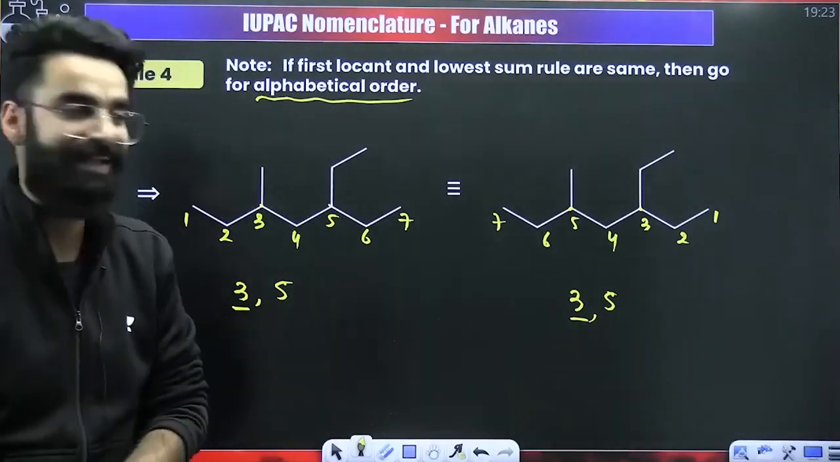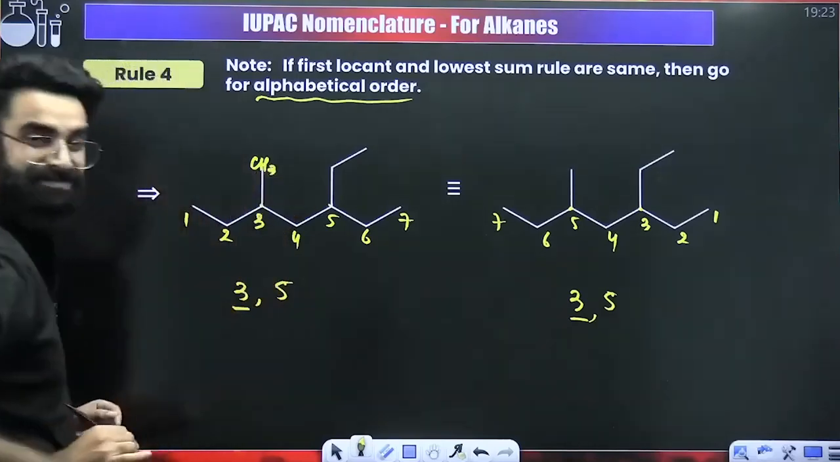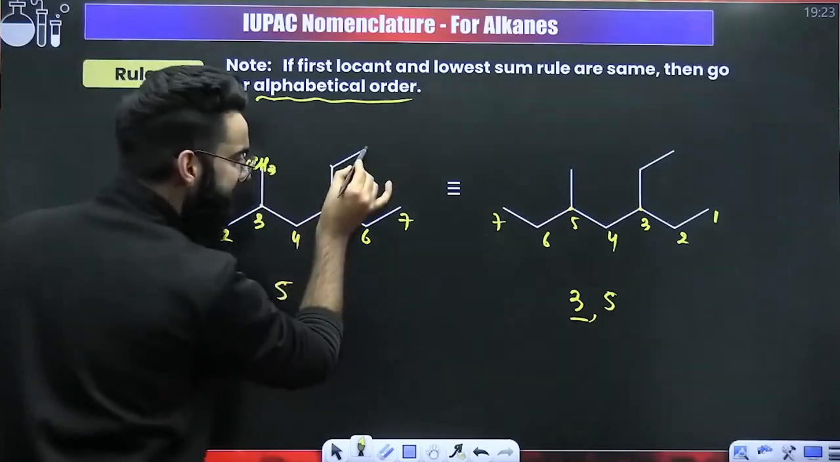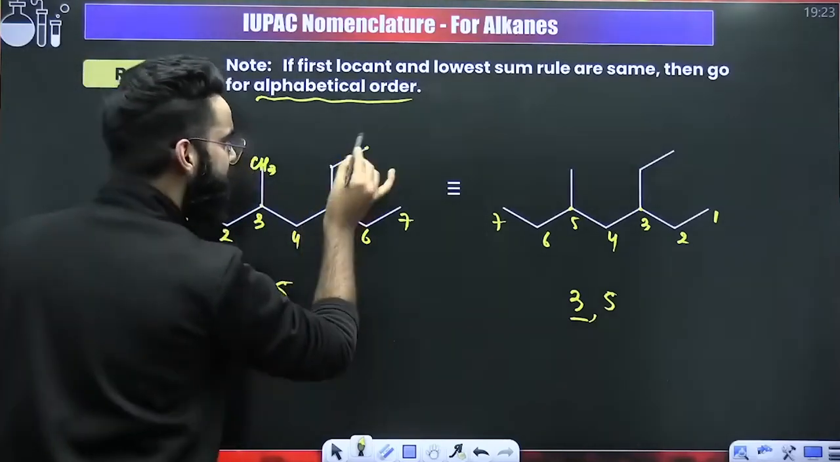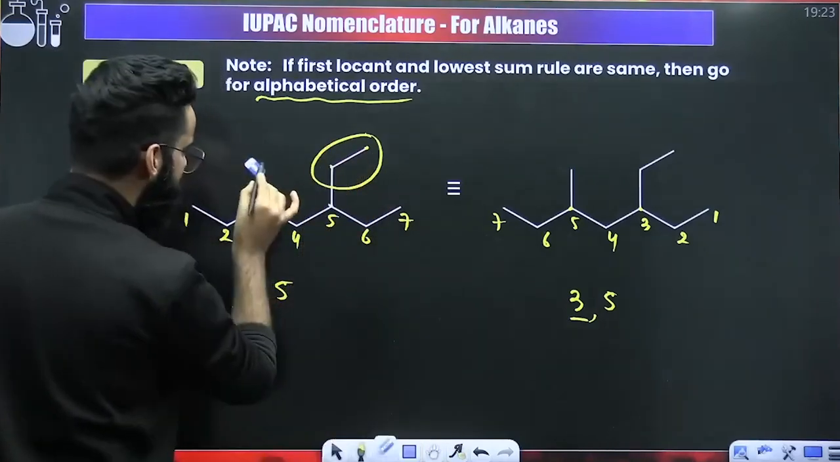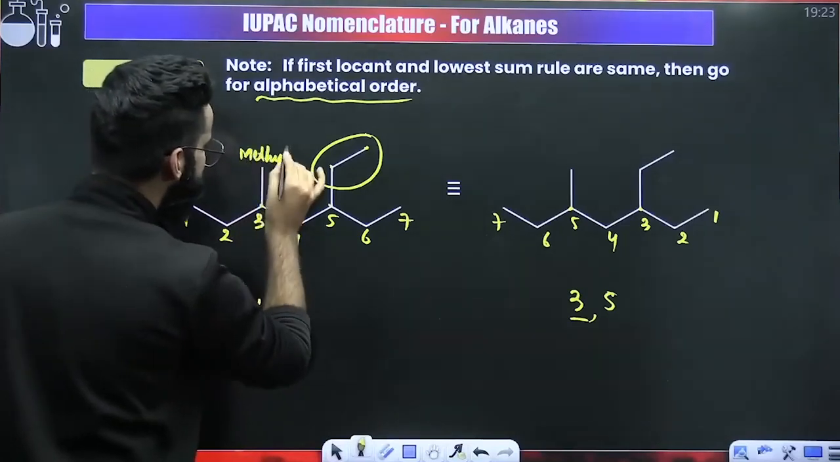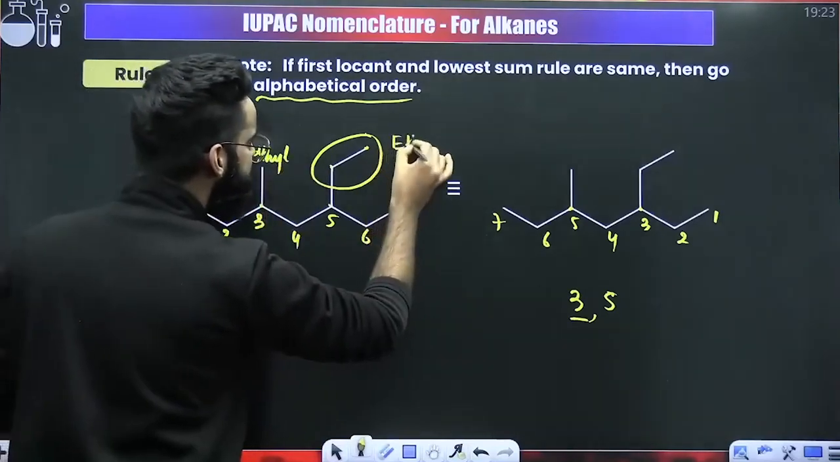What alphabetical order exactly? See guys, this is basically your CH3 here. This is methyl group. This is CH2CH3. CH2CH3 means C2H5. This is your ethyl group, right? Here you have got methyl group. Here methyl group is attached and here ethyl group is attached.